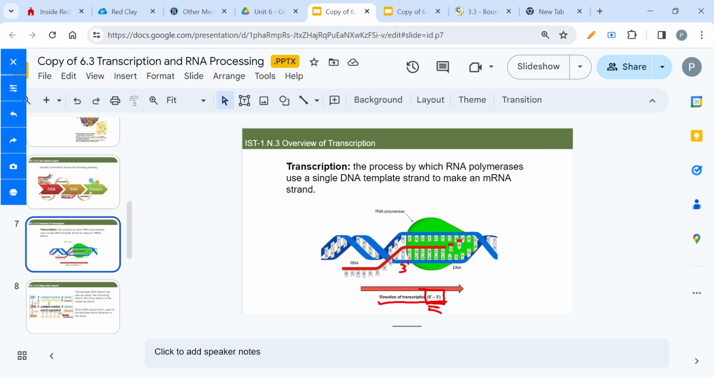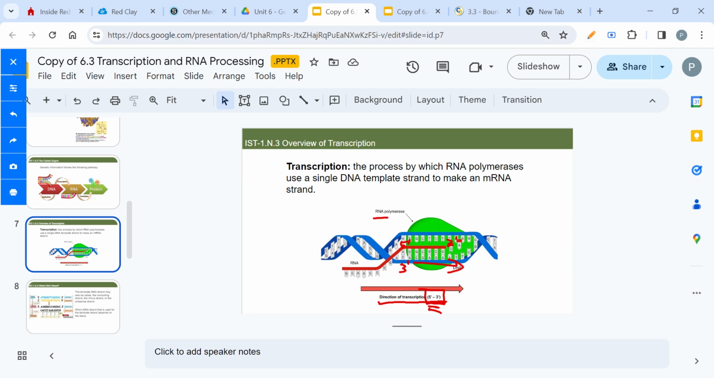Kind of like, remember when we did this for the DNA modeling, right? It's 3 over to here, and then from there, what's going to happen is I'm going to go this way. So it is being created 5 prime to 3 prime over to there, right? And that's what's happening. That's the big shtick, right?